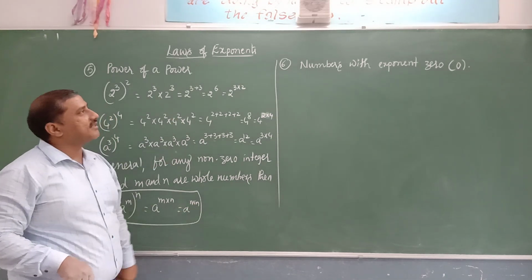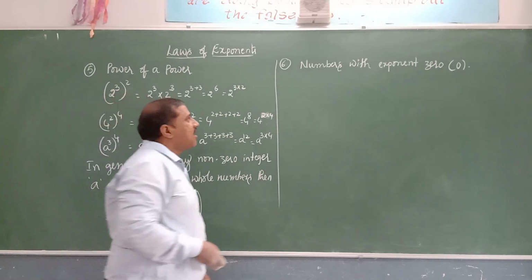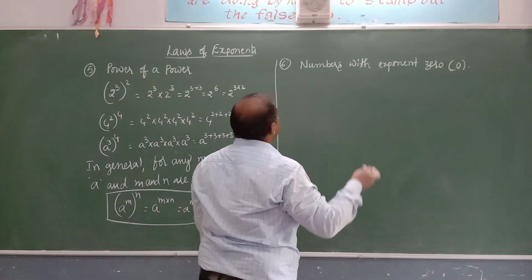Now we will discuss numbers with the exponent 0. Numbers with exponent 0. What do we get? Exponent 0.